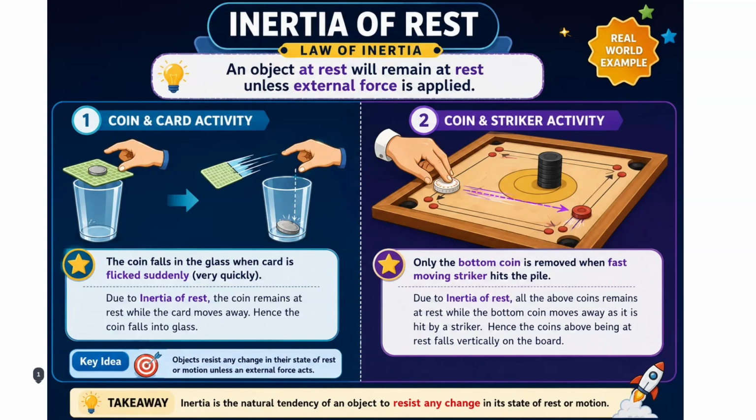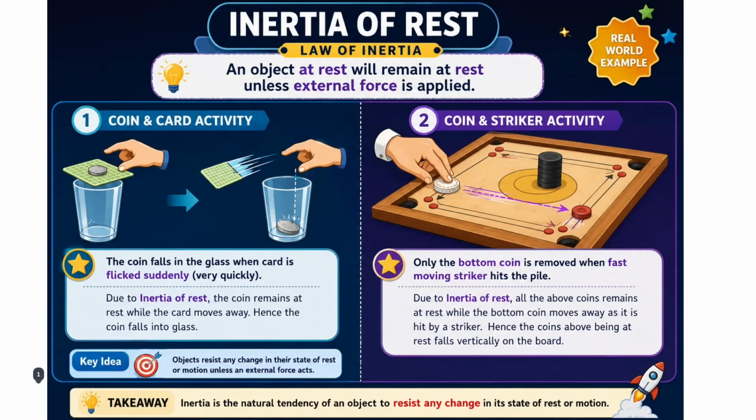Today we are going to explore a very interesting concept from Newton's first law of motion, and that is inertia of rest. Look at the definition on the screen. An object at rest will remain at rest unless an external force is applied. This means objects are naturally lazy. They resist any change to their peaceful state of rest.